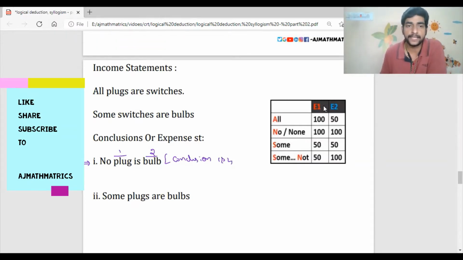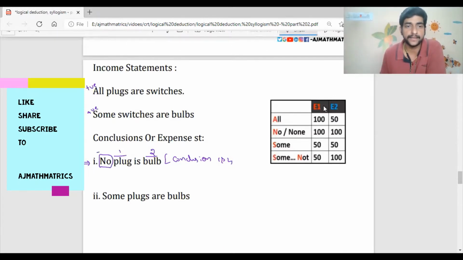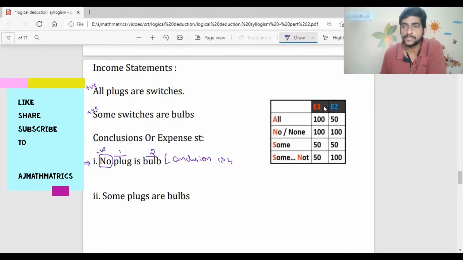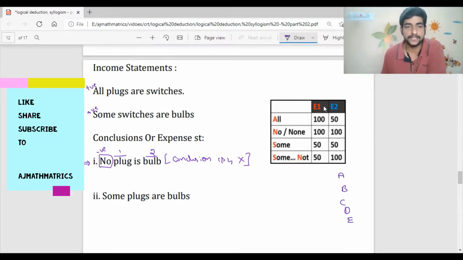Now we'll go with the nature here. If you go with the nature, these two are positives. All and some are positive, but here a negative conclusion is given. So if we have two positive statements, a positive conclusion should exist, but here it is a negative conclusion. So this does not follow. Next, we'll go with the second statement, that is this one.